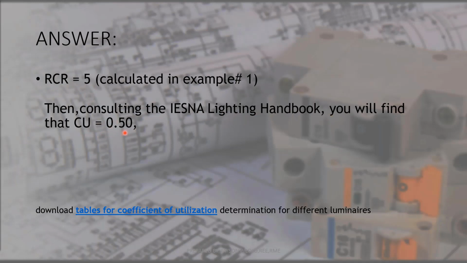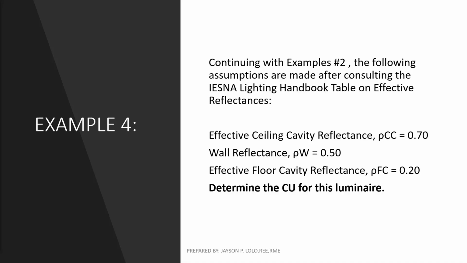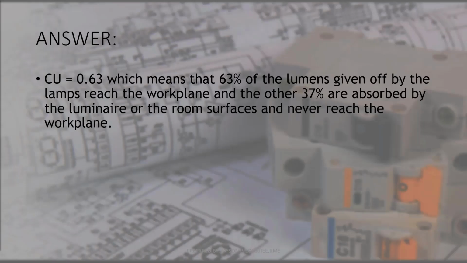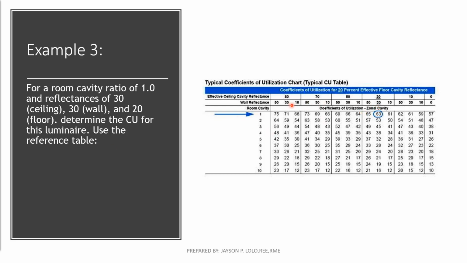The RCR is 5. Then, we need to consult the lighting handbook. Ang CU daw is 0.50 daw. Let's check. 0.70, 0.50, and 0.20. So, let's go to the table. So, 0.20 daw, then 0.70, okay, here, then 50, then cavity niya na 5, wait lang, I will make a pen. 20 daw ang floor, then, yeah, ang ceiling cavity is 70, then wall reflectance is 50, then room cavity is 5.